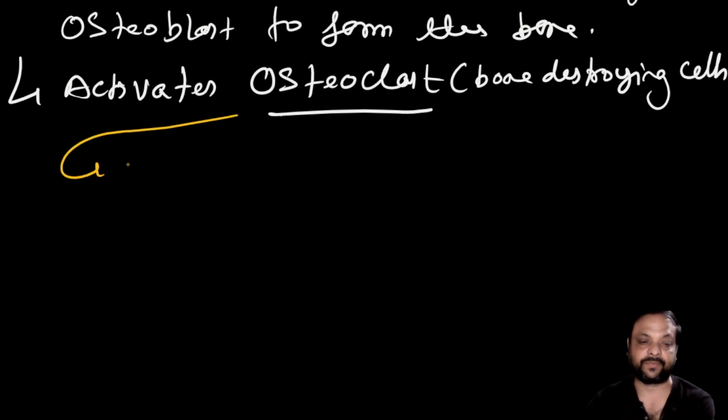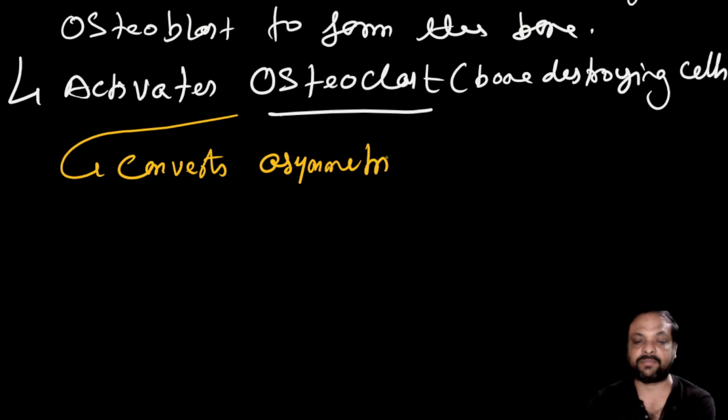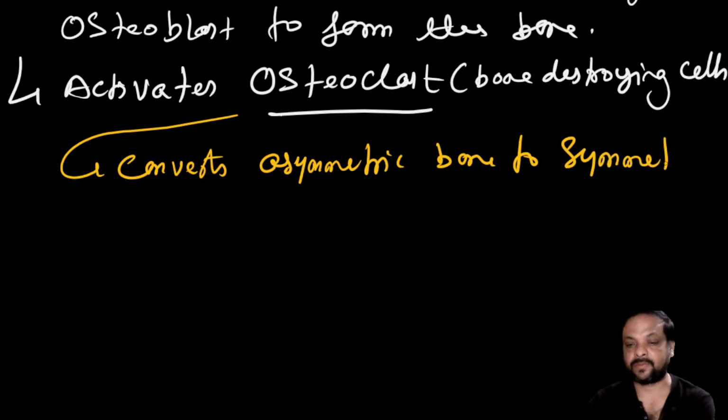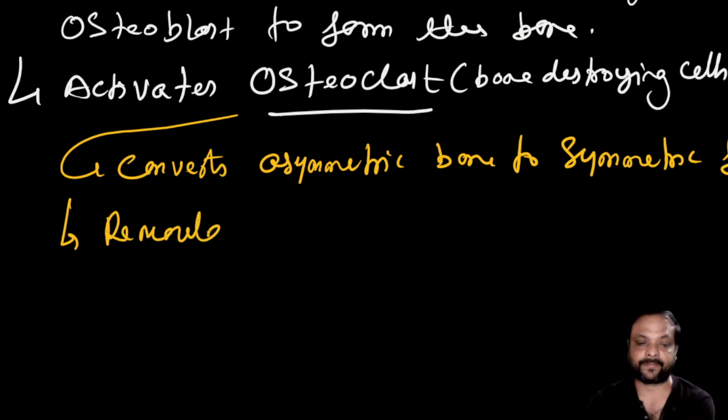So these osteoclasts convert asymmetric bone to symmetric form. To symmetric form means irregular size bone is converted to regular form, and it is also called remodeling of bone. Got it?